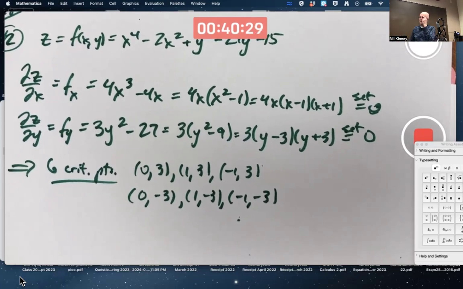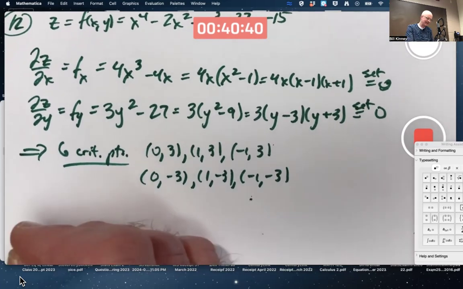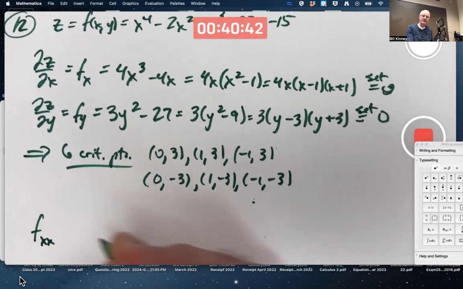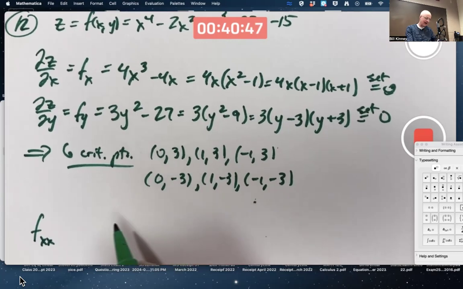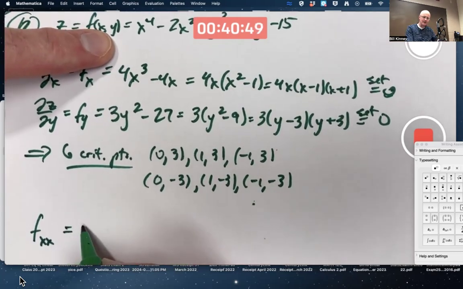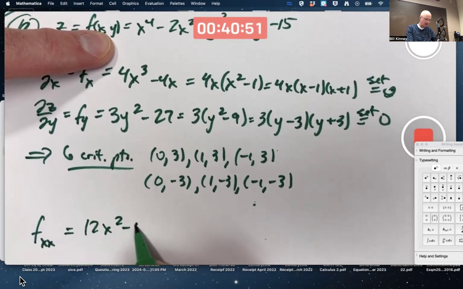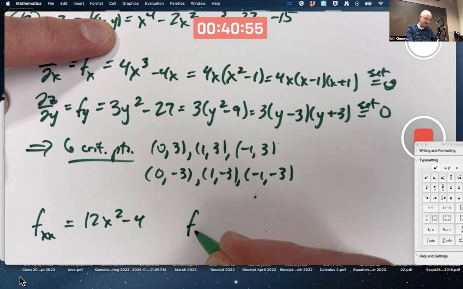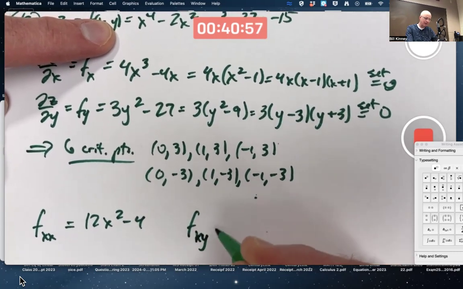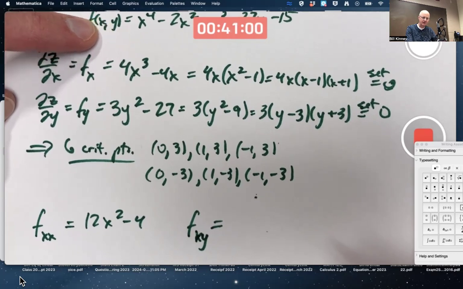We want to classify these. We want to use a second derivative test to classify them. Do I look at the sign of the second derivative? Sort of. You need to take second derivatives, but there's more than one of them. fxx is 12x squared minus 4. I'm going to put these in a certain pattern here. fxy, let's put that to the right of that.